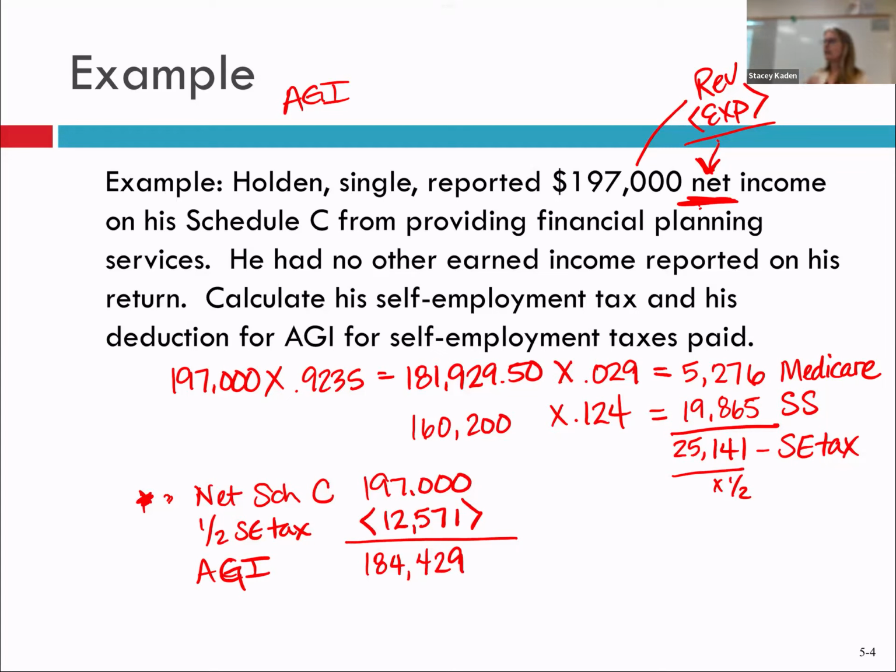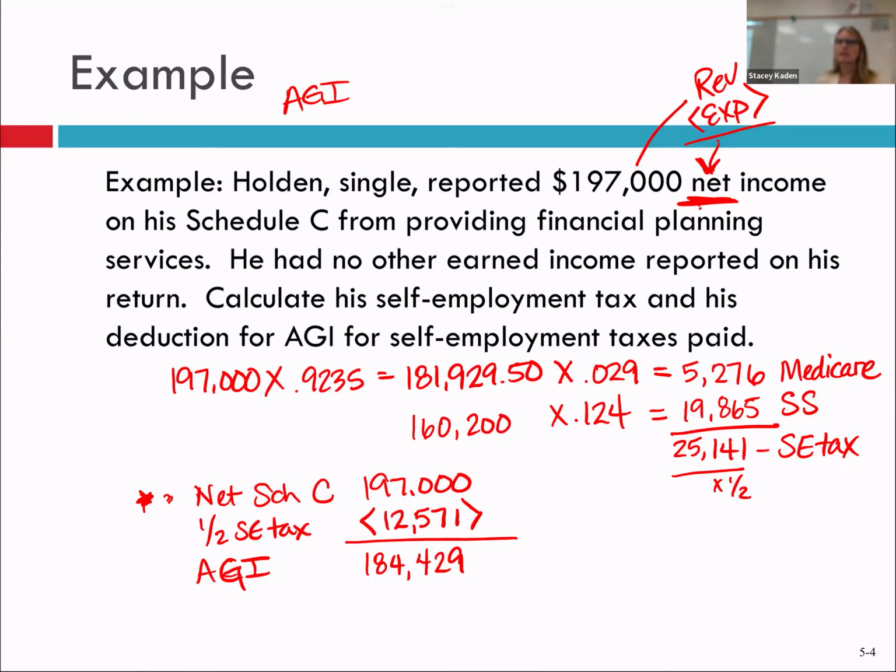Okay, so now that you know how to calculate this, I won't tell you, hey, you need to calculate self-employment tax and deduct half of it. I might just say, you know what, Holden had net income of 197,000. What's his AGI? And you have to know and remember, if you're dealing with a self-employed individual, you have to calculate their self-employment tax so that you can deduct half of it to calculate AGI.